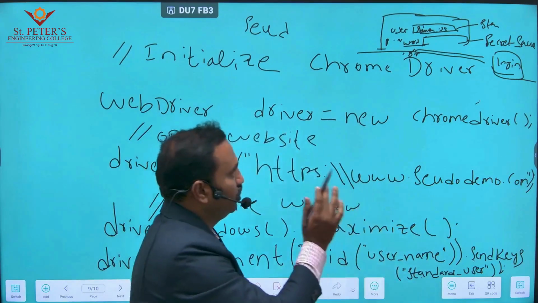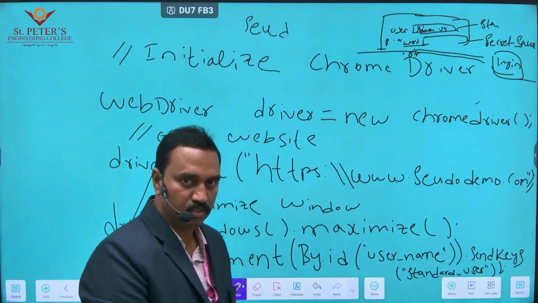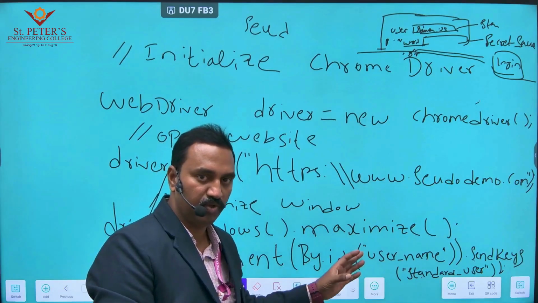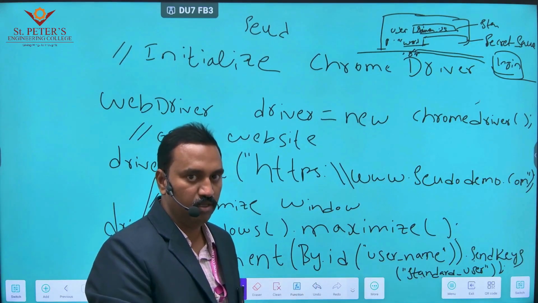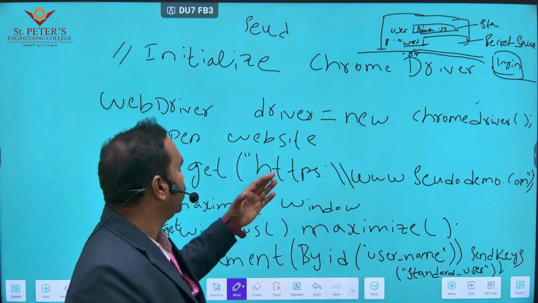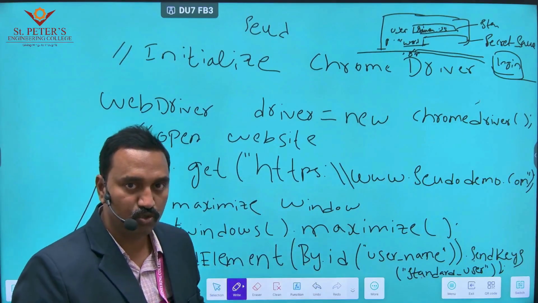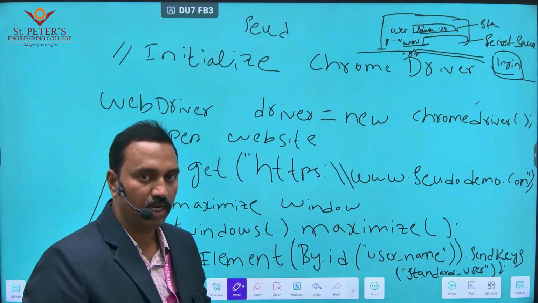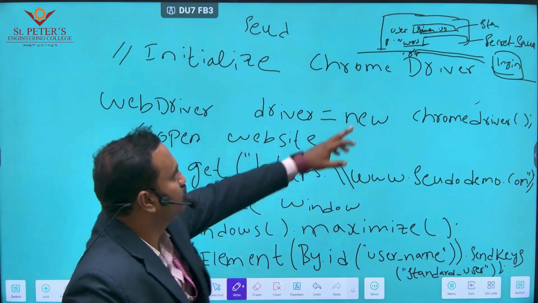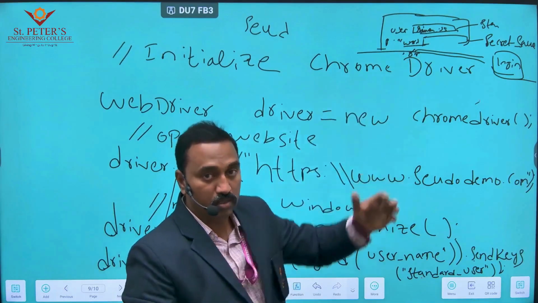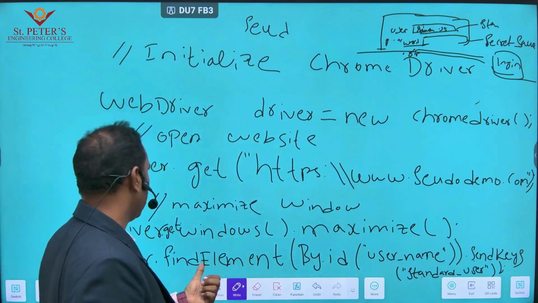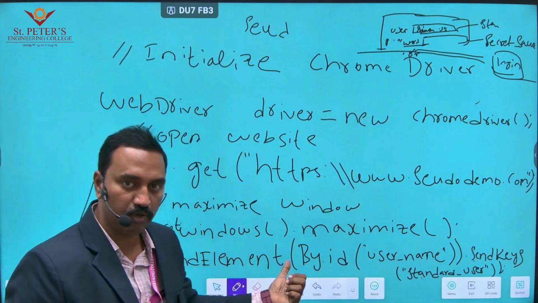So first, in this scenario, I tested this software application manually by going to Chrome, entering this URL, and after entering this URL, I entered this username and password. This I have tested manually. Now I have automated this application by using Java Selenium.